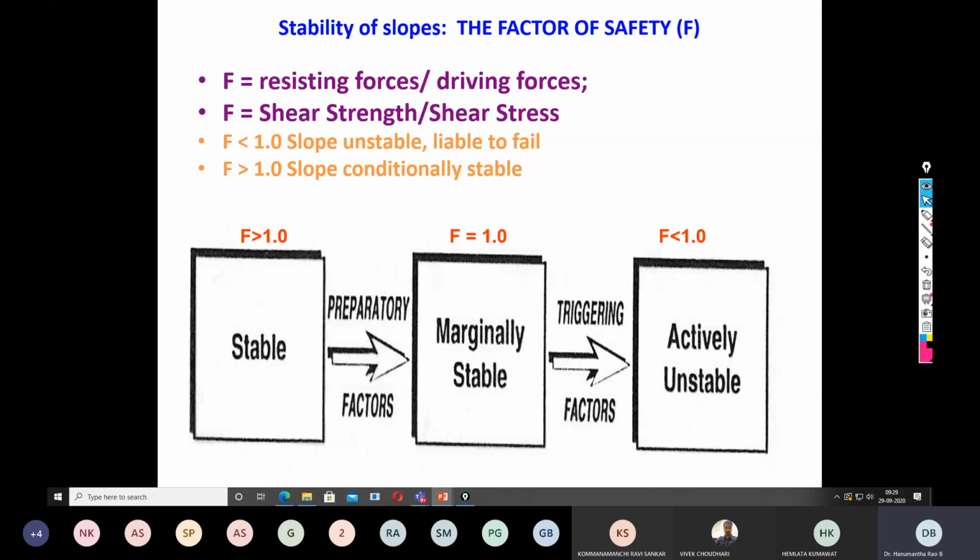So if shear strength and shear stress both are equal, then you are on the verge of the slope failure. If shear strength is greater than the shear stress, then the slope is stable. But remember, if you take exactly one, this is always on the verge of failure. The reason is the shear strength is always constant. We can't increase any amount of the shear strength, but shear stress is a dynamic parameter.